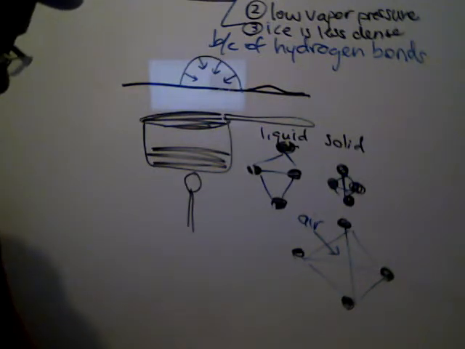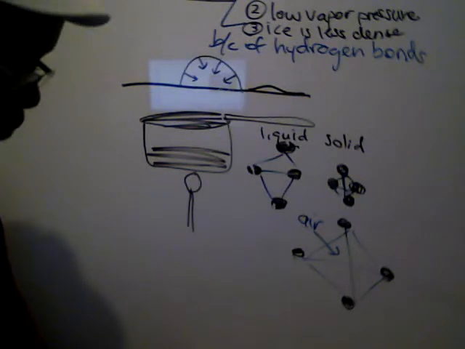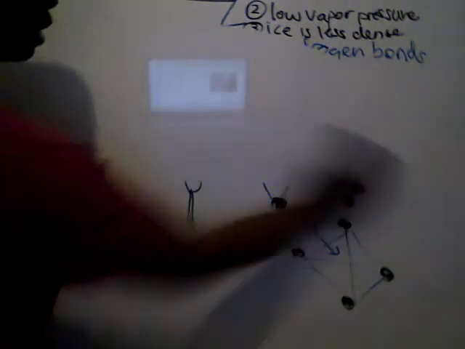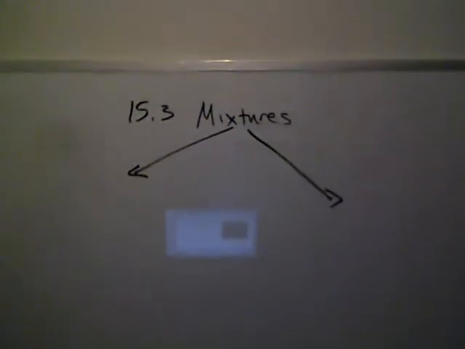So that's 15.1. For 15.2, they want you to understand the process of how we make mixtures. So before we do that, let's actually jump to 15.3 and go over what mixtures are, and then we'll come back to 15.2. So for 15.3, they're talking about mixtures. And so one thing to keep track of is there's two different types of mixtures.